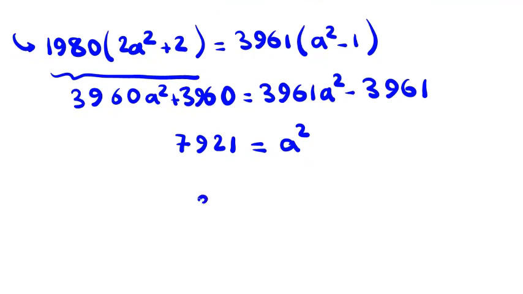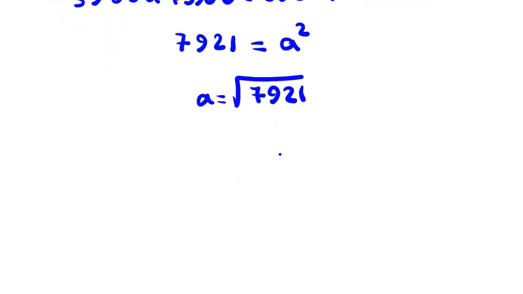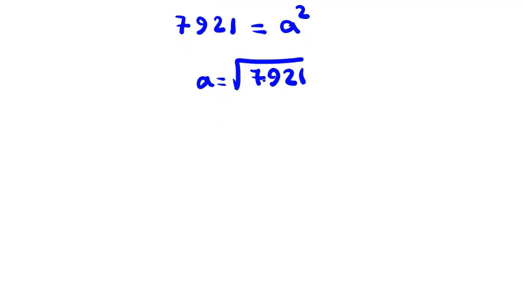So a will be the square root of 7921. Now, how can we do this? You can check some numbers, but let me tell you an important algorithm. I also told this in my other videos. There are some basic ideas, like for example taking the square root, the algorithm of this, or other ideas.